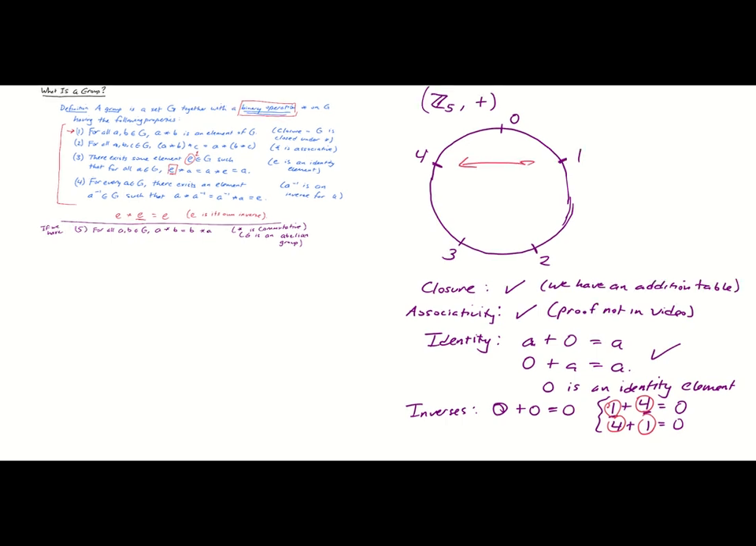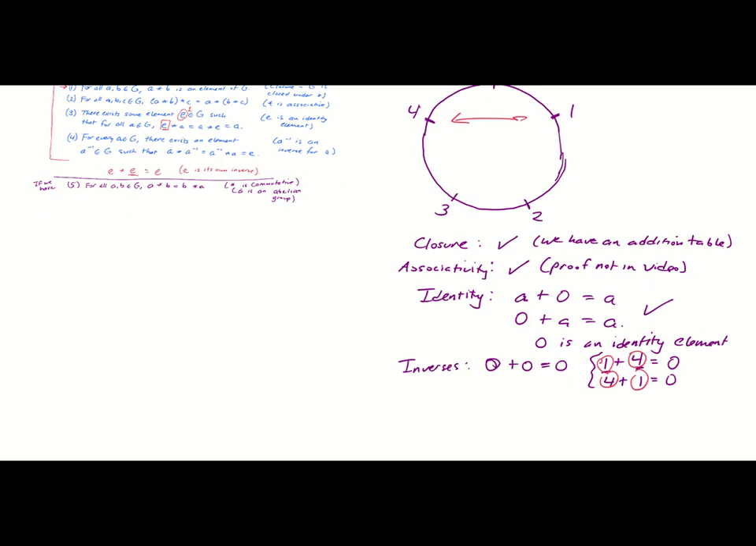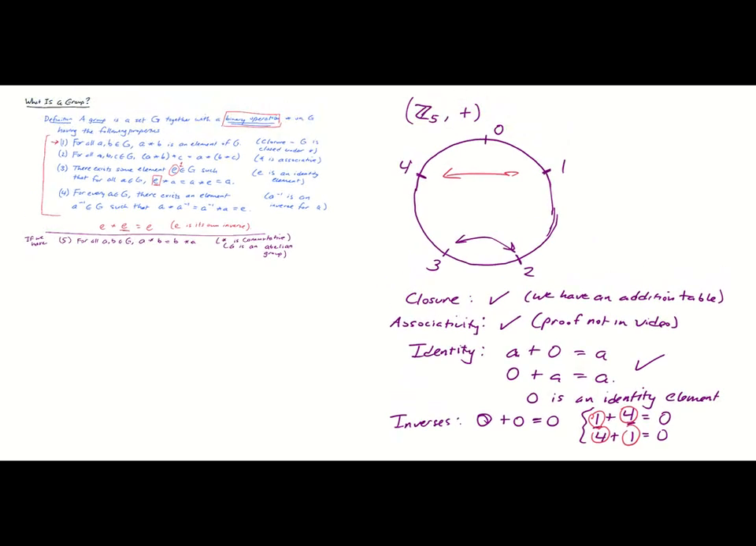And finally, what about 2? Does 2 have an inverse? Well, if I start at 2, I can march around until I get back to 0. 1, 2, 3. So 2 plus 3 is going to be 0. And I can also verify that 3 plus 2 is 0. So that means that 2 and 3 are each other's inverses. Okay, so 0 is its own inverse. Let me put one little arrow there. There we go. 0 is its own inverse. And then 1 and 4 are each other's inverses, and then 2 and 3 are each other's inverses.